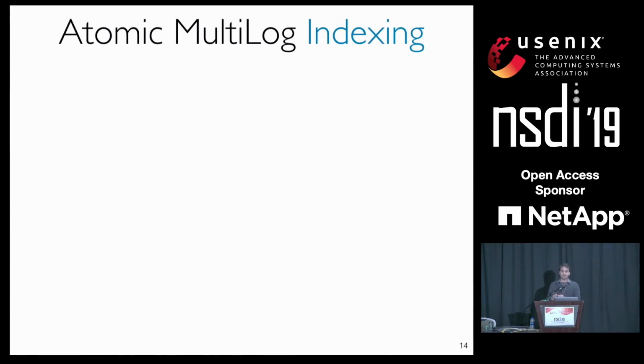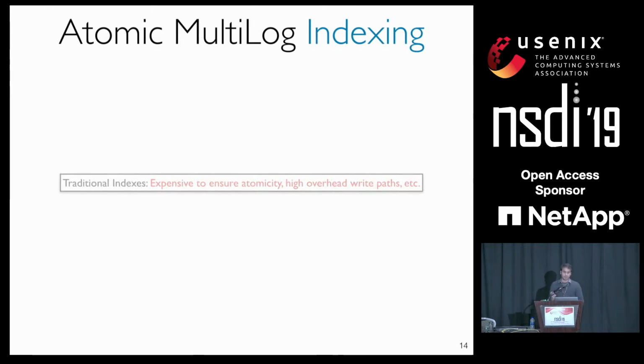Okay, so finally we'll take a look at how the atomic multilog achieves efficient indexing. Now the problem with traditional index structures is that they have to support general workloads and be able to index arbitrary size attributes. And in doing so, they employ complex data structures that not only have an expensive write path, but also have expensive mechanisms to resolve conflicts between concurrent write operations.